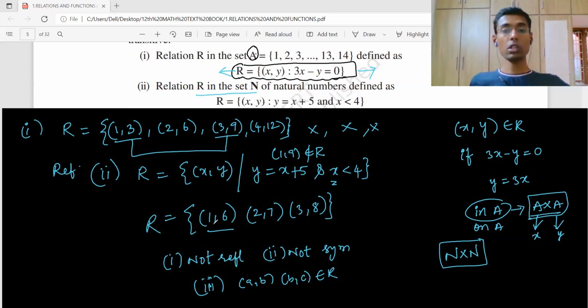This is transitive, because we have (1, 6) and (2, 7), but with 6 there is nothing. (a, b) is there, but (b, c) is not there. Like that. Got it? Okay.